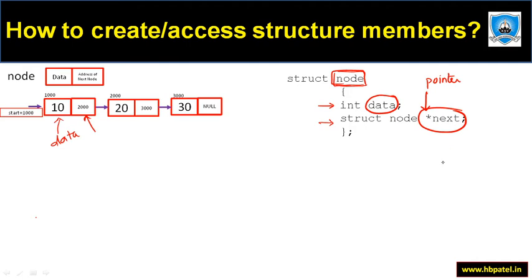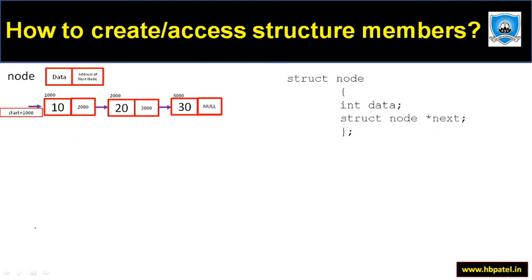The variable name, again, you can have any variable name, no problem. But over here we have used data and next. Because next is going to hold the address of the same type of structure, node type of structure, I am writing struct node over here. That means now next is a pointer which is going to hold the address of node type of structure, and the first member is simple data. So this is how we declare a structure.